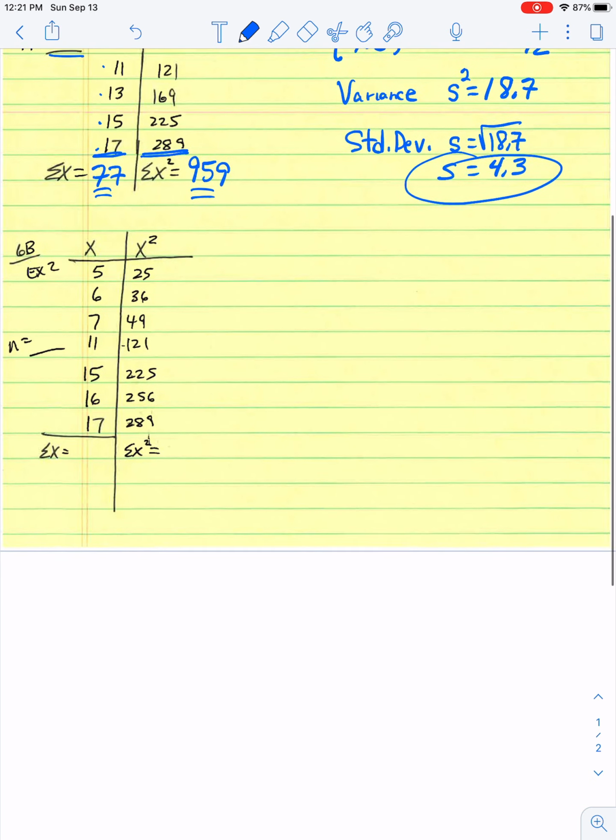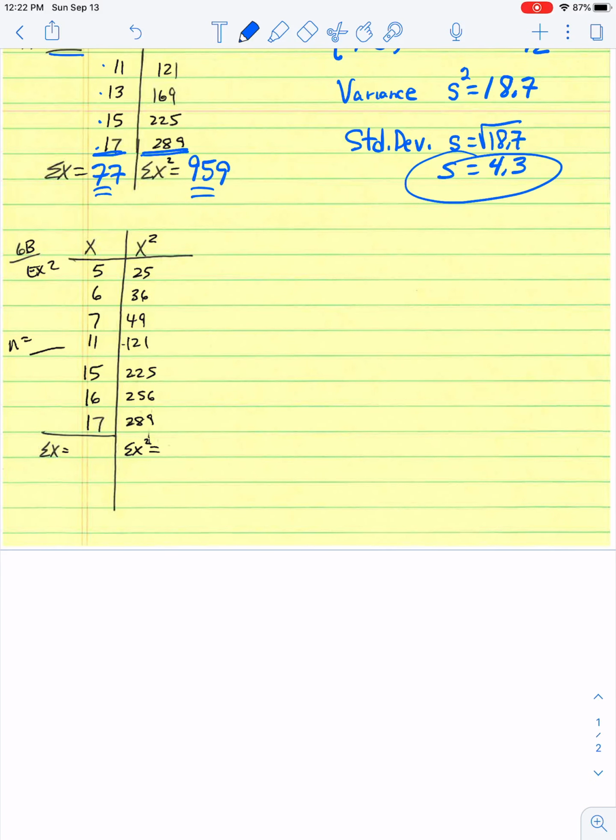All right, I've got a second one for you. We're going to do the same thing. You need to know n, the sum of the x's, and the sum of the x squareds. I went ahead and squared the values again before you arrived. So we just have to count how many data points. 1, 2, 3, 4, 5, 6, 7. Then I'm going to add up the x's. You can put this in L1 if you want to. If you add the x's, you get 77.